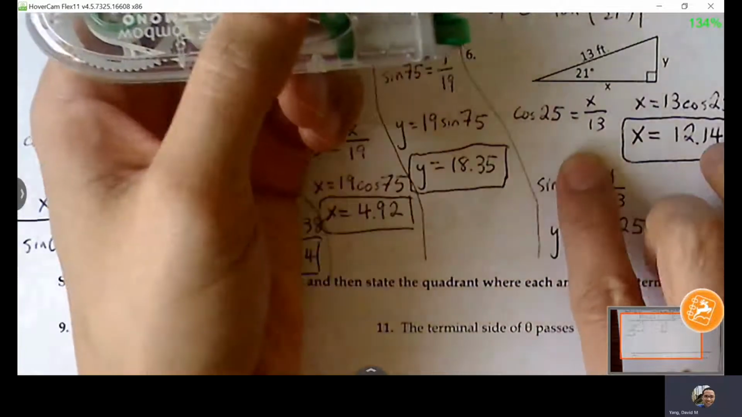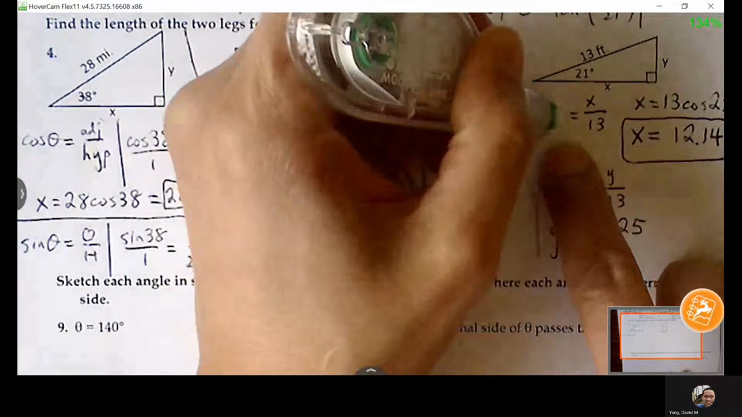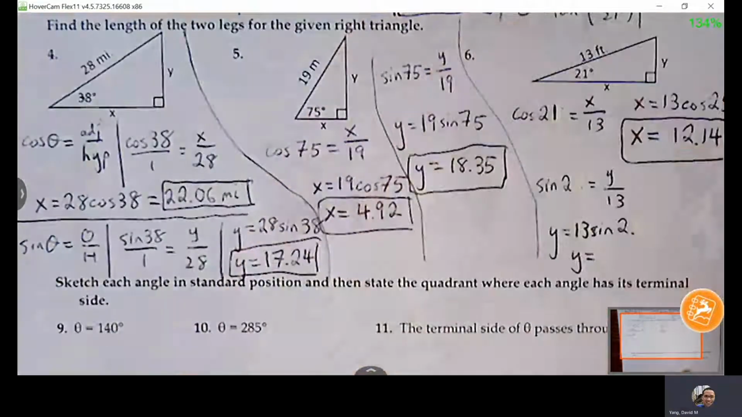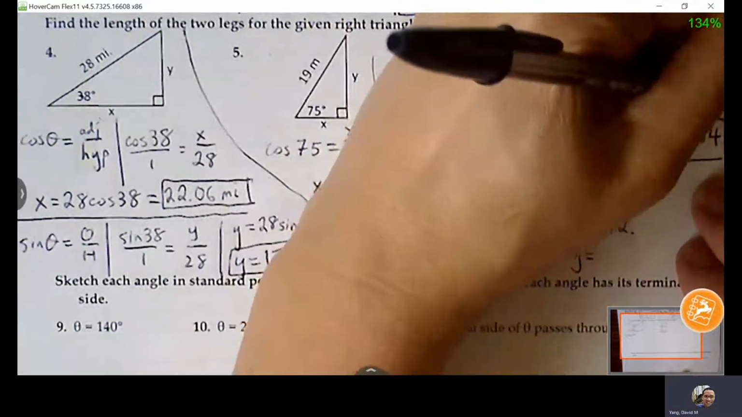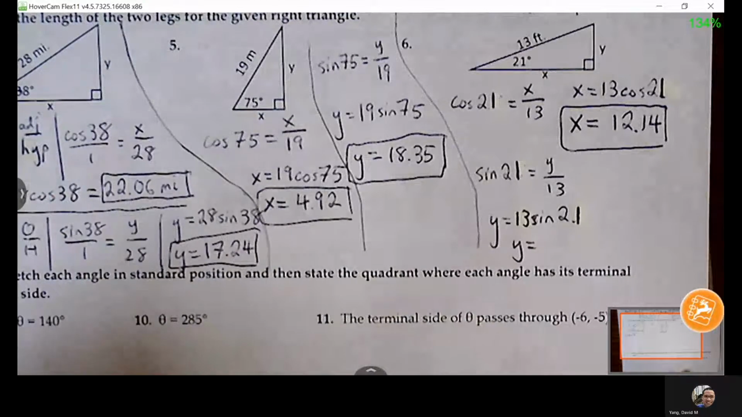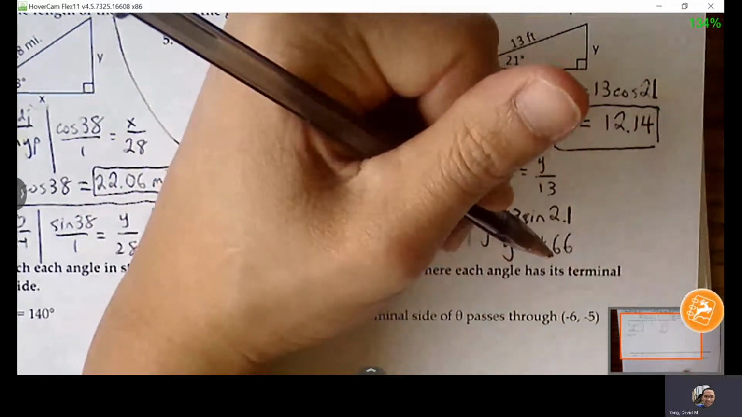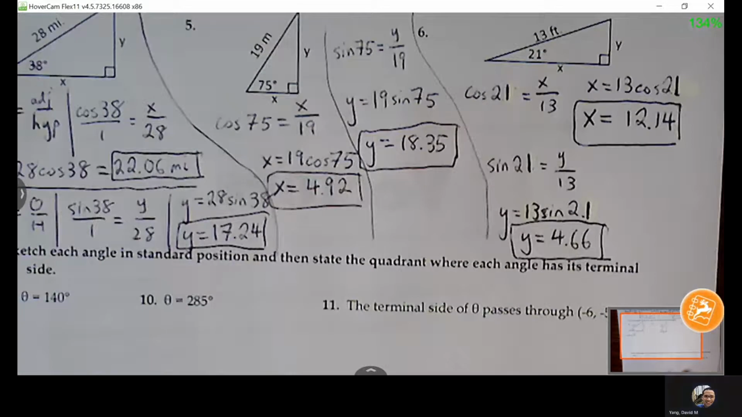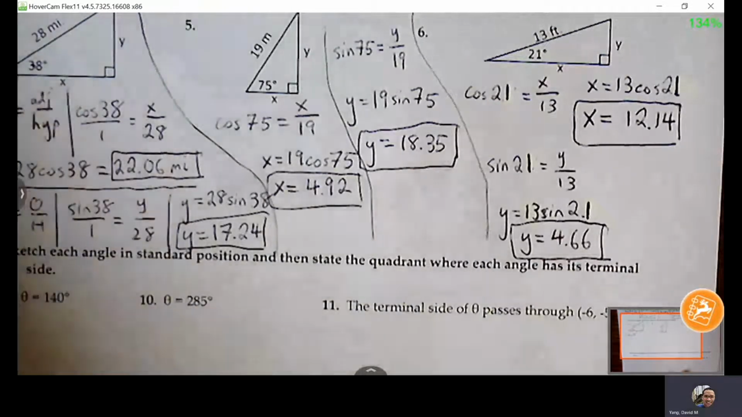My bad. Sorry, guys, I copied the wrong number here. Cosine of 21. Okay, any questions?